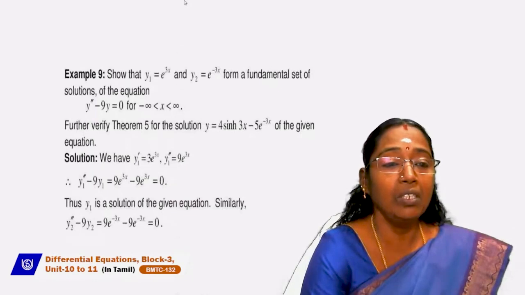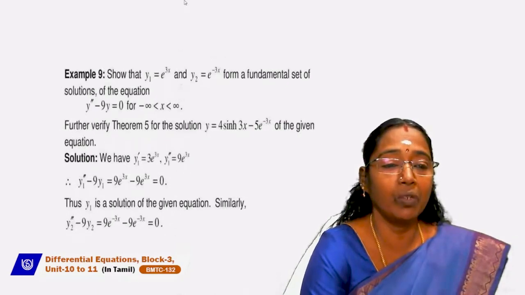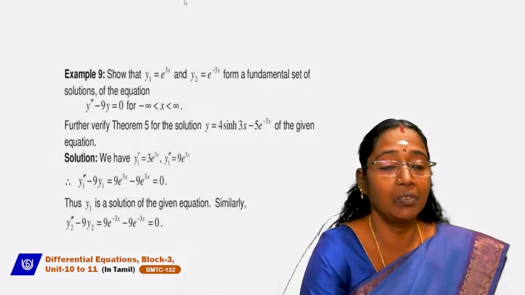Now our next example: show that y1 equal to e power 3x and y2 equal to e power minus 3x form a fundamental set of solutions of the given equation y double dash minus 9y equal to 0 in the interval minus infinity to plus infinity. Further, you have to verify the theorem for the solution y equal to 4 sinh 3x, that is the hyperbolic function, minus 5 e power minus 3x on the given equation. Now we are going to find a solution.